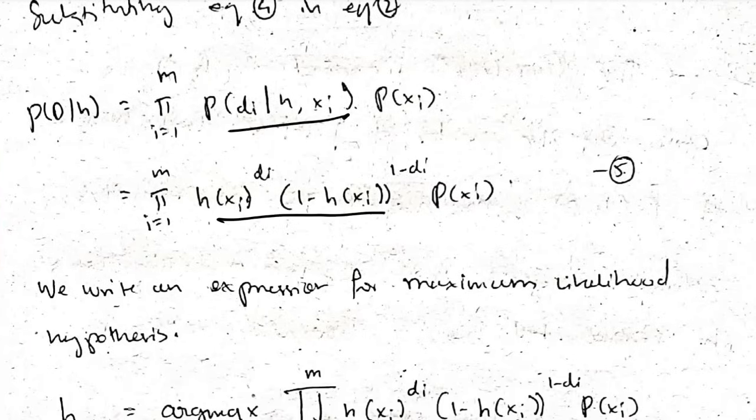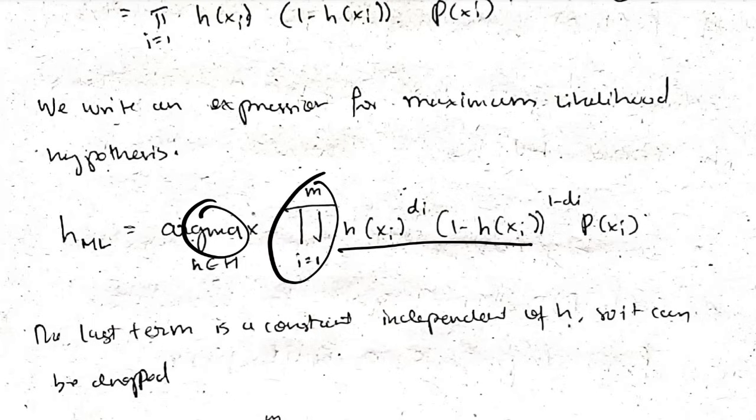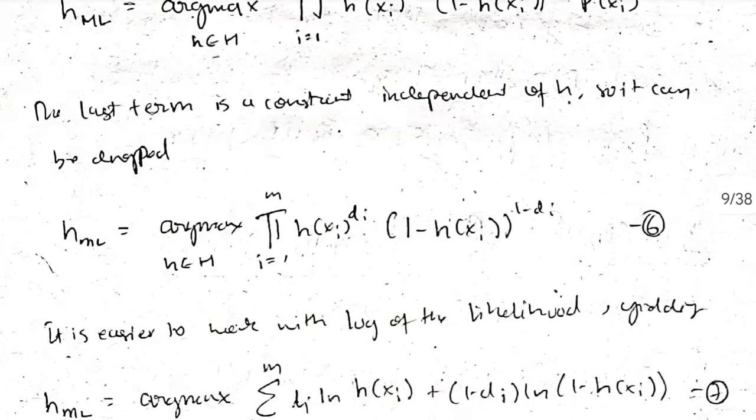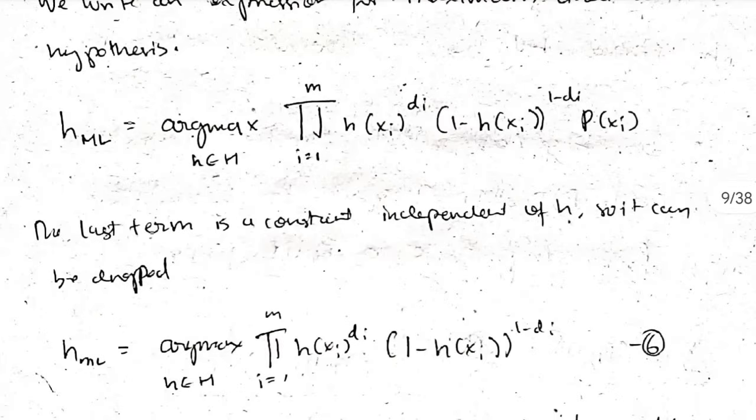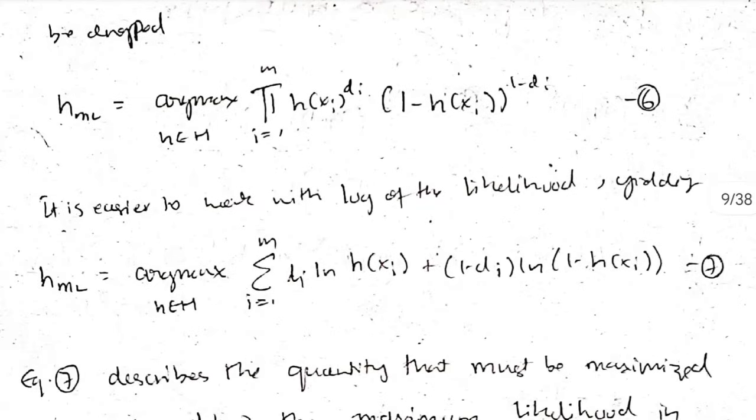In the place of this, I just substituted this one, p of xi is from here itself. We can write the expression from maximum likelihood hypothesis as argmax of this product of this term multiplied by xi, just that we wrote argmax in the first part. The last term is a constant independent of h, so we can drop it. Which is the last term? The last term is this one. There is no h term here. We are just considering h here, so you can ignore this one. So we'll be remaining with this one.